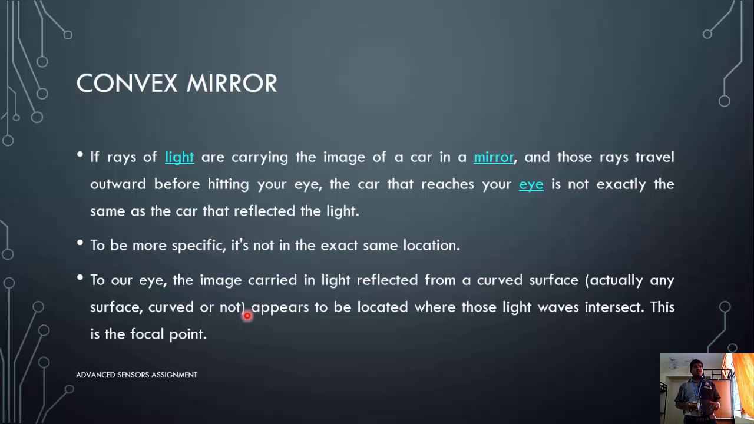Whenever the light rays pass and reflect to the nearer point, to our viewpoint, that point is called the focal point. That's why, in a convex mirror, the object is somewhere at a distance, but while seeing it in the convex mirror, to match our focal point, it appears very near. Like this, the light rays reflect to our focal point.